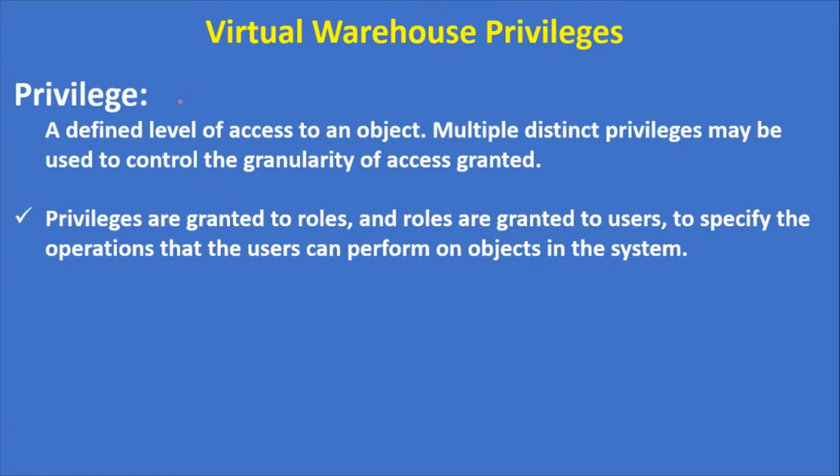What is a privilege? A privilege is a defined level of access to an object. That means you can grant a privilege on a particular object so that other users can access that object by using the role. Multiple distinct privileges may be used to control the granularity of access granted. Privileges are granted to roles and roles are granted to users to specify the operations that the users can perform on objects in the system.